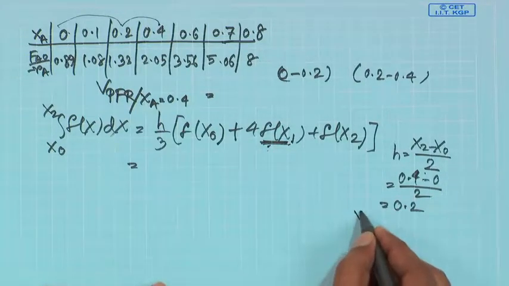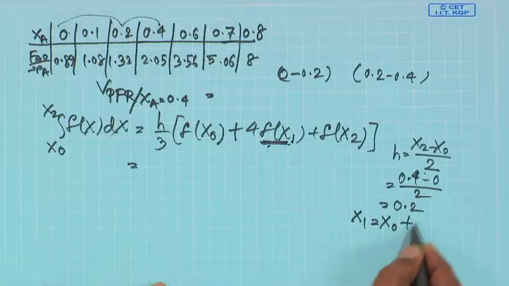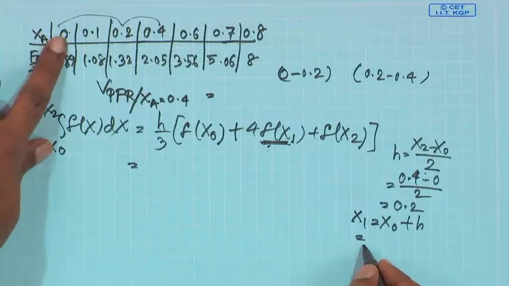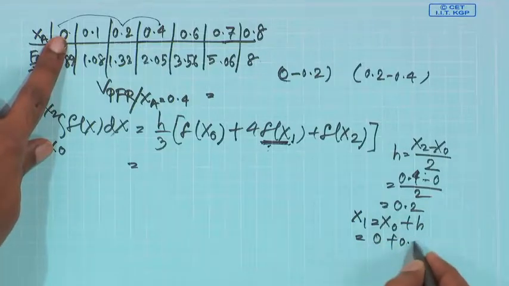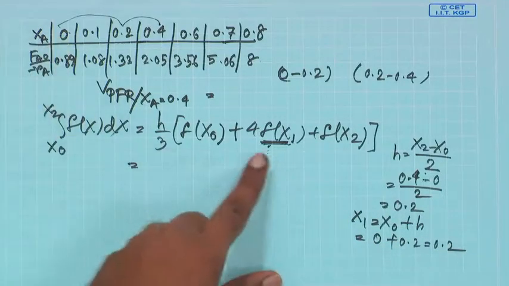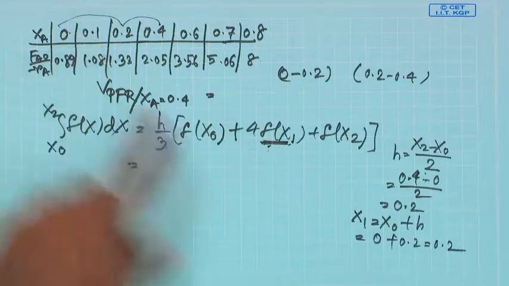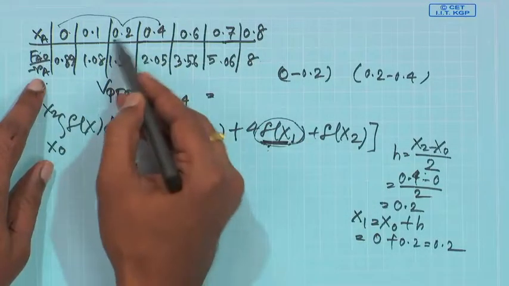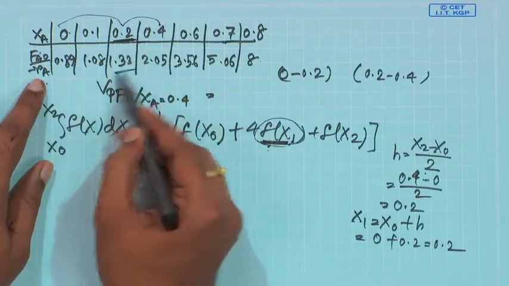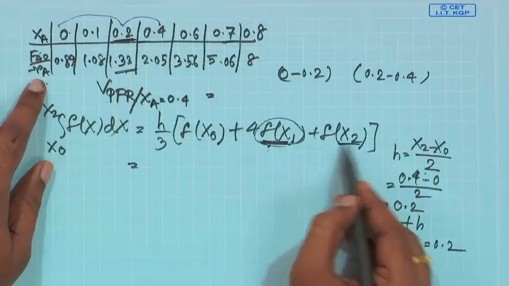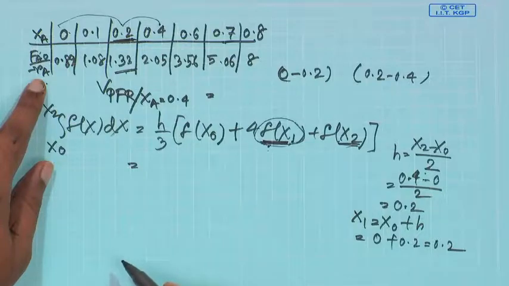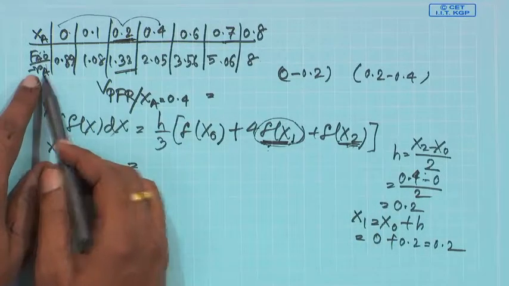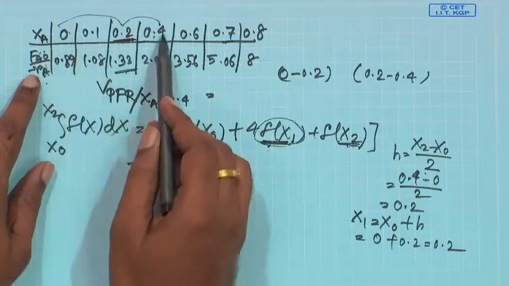So, x1 is nothing but x0 plus h, where x0 is 0 and h is 0.2. So, x1 is 0.2, and f(x1) is nothing but f(0.2). That means this value is the value of FA0 by minus rA at xA equals 0.2. That is 1.33. In the same way, f(x2) you can also find out, because f(x2) is the value of FA0 by minus rA at x equals 0.4.